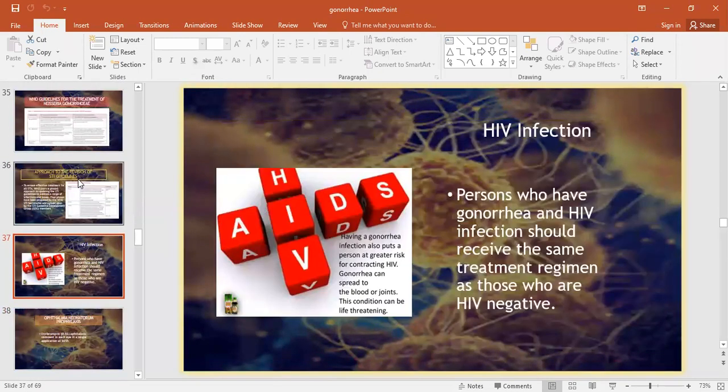HIV infections. Having a gonorrhea infection also puts a person at greater risk for contracting HIV. Gonorrhea can spread to the blood and joints, and this condition can be life-threatening. Patients who have gonorrhea and HIV infection should receive the same treatment regimen as those who are HIV negative.